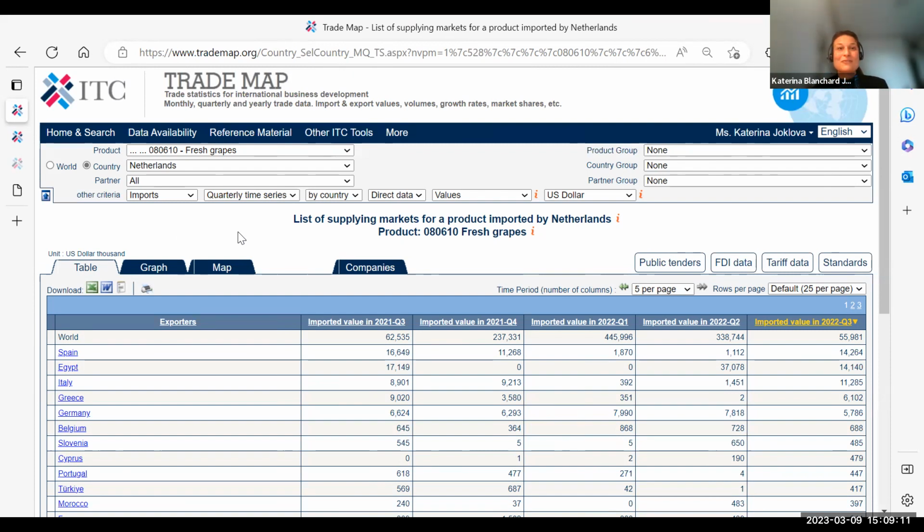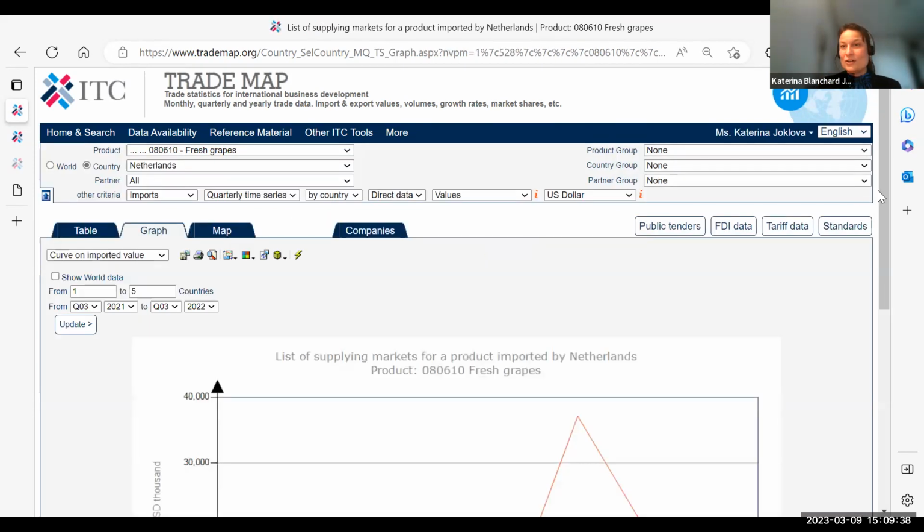But we can do the same, for example, for champagne, for sparkling wine, to see whether, for example, the imports in the Netherlands grow during the fourth quarter, during the Christmas season. So for that, we can use the quarterly data. We have to be careful whether the country reports the data, but in the case of the Netherlands, we don't have any problem. We can check the chart on seasonality.